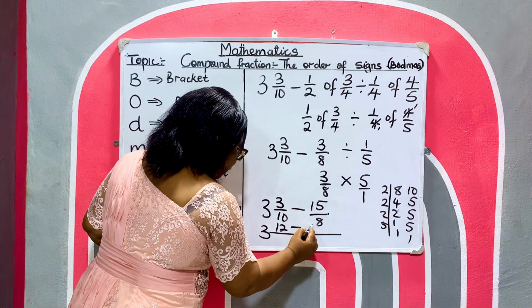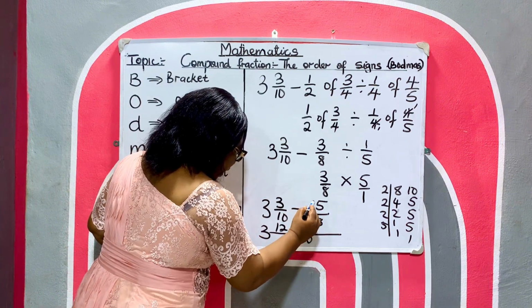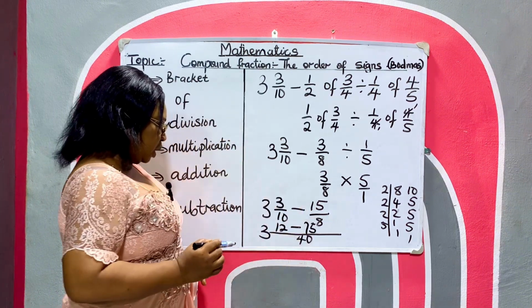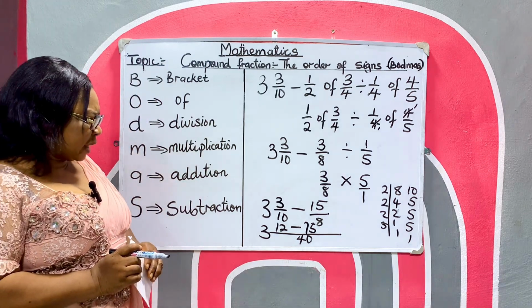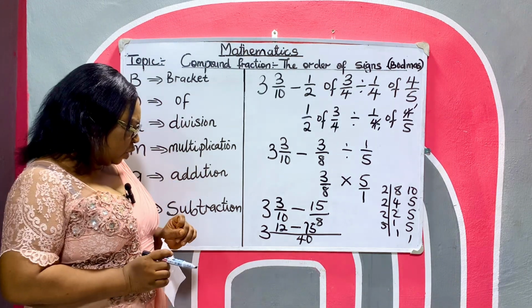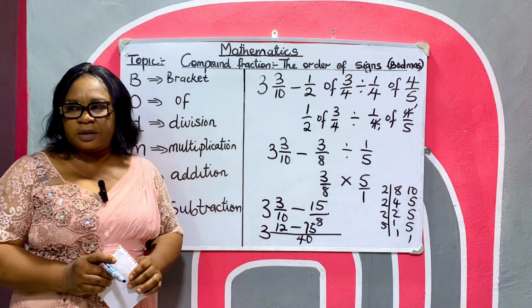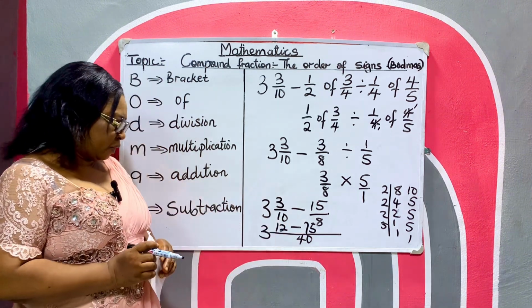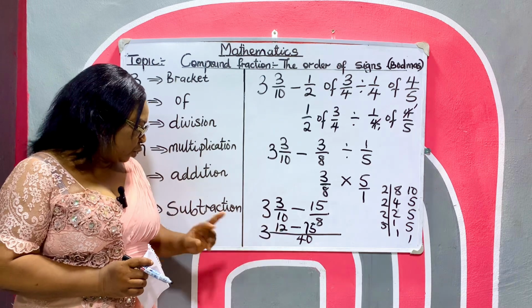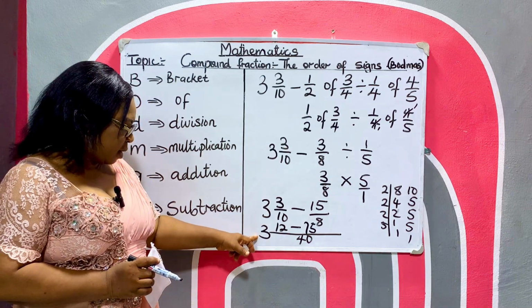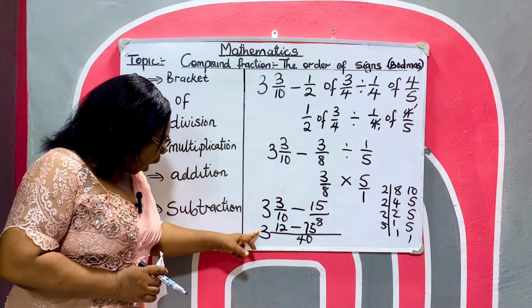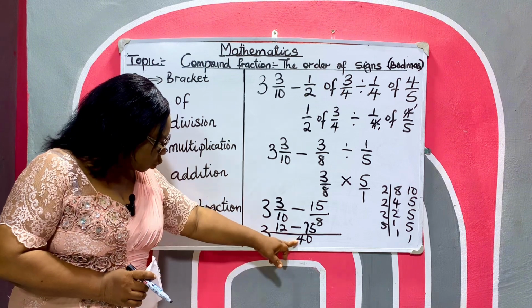5 times 5 is 25. 5 times 1 is 5, plus 2 is 7. You see it now. We have gotten to that thing I was explaining before. You see, 12 cannot subtract 75. Yes, 12 cannot subtract 75. So you have to borrow from this whole number.